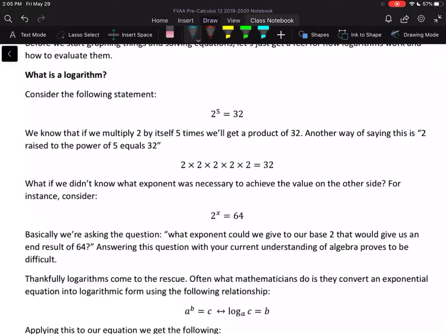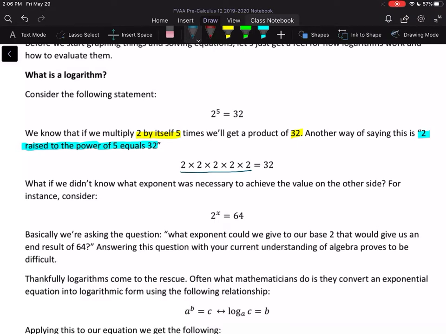So let's consider the following statement. 2 to the power of 5 is equal to 32. We know that if we multiply 2 by itself 5 times, we will get a product of 32. Another way of saying this is 2 raised to the power of 5 is equal to 32. And we can even write it in expanded form here. 2 times 2 times 2 times 2 times 2 is equal to 32. But what if we didn't know what exponent was necessary to achieve the value on the other side?